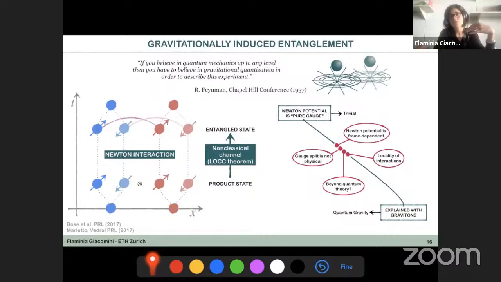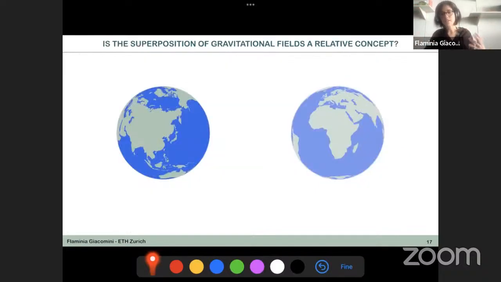And it depends on how far you can test, which also depends on how many assumptions you want to put in. But there have been many interesting arguments put forward related to the locality of the interaction, the fact that the Newton potential is actually frame dependent, that the gauge split is not physical, and that you have the possibility of making arguments that test the theory from a theory-independent perspective, so in a framework that goes beyond quantum theory. So this is just to motivate the recent interest in these tabletop experiments that put a mass in a quantum superposition.